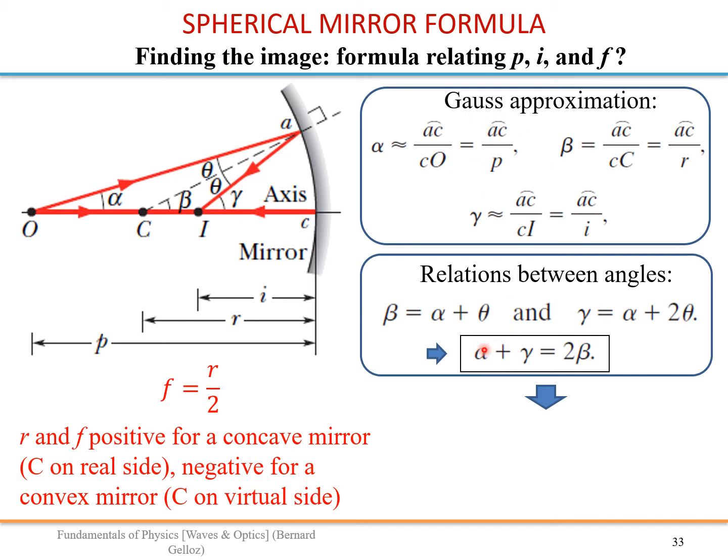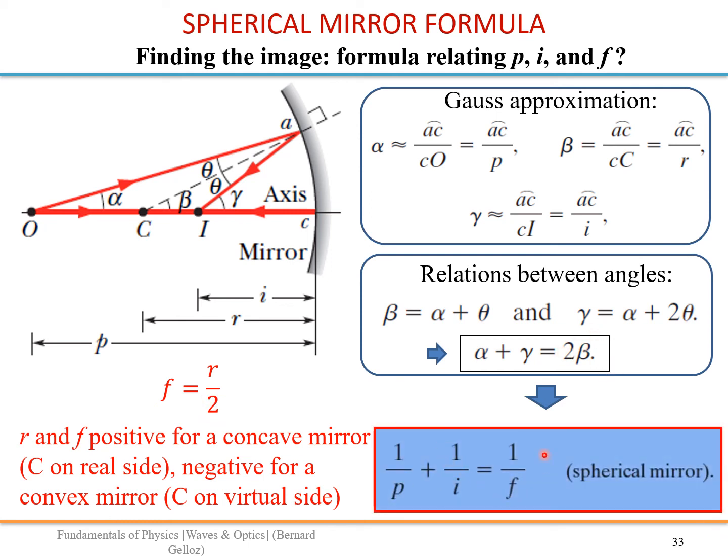So we just write this equation, but using this data. AC divided by P plus AC divided by I equals AC divided by R. The ACs will disappear, and you will have 1 divided by P plus 1 divided by I equal, so the 2 in fact will disappear with this one, so this will give you 1 divided by F. Right. And this is the magic equation for spherical mirrors. So I call it the PIF formula because you just have ones at the numerator and you have P, I, F, so it makes a PIF. The PIF formula, so it's easy to remember.